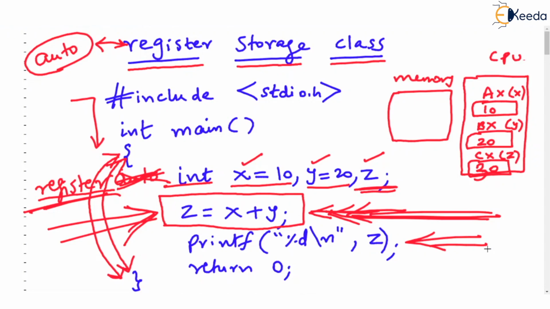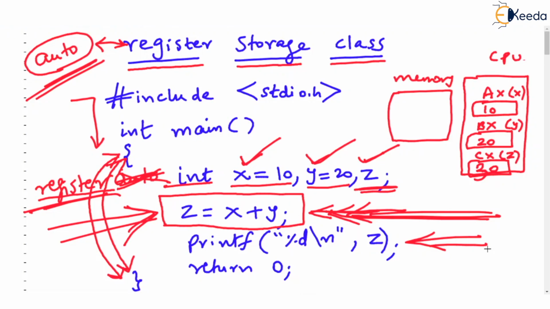Okay. So that's why I said this is same as auto in a sense, because they are also local to the scope. Tell me, where can you use X, Y, and Z although they are in the CPU? Where can you use? Yes, only within the scope. Outside the scope, X, Y, and Z are not available.